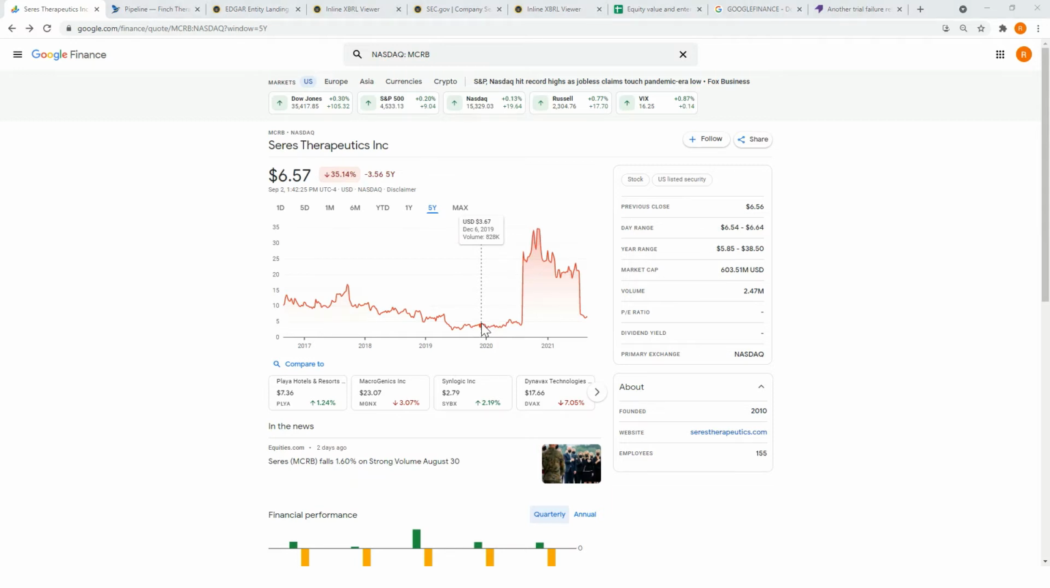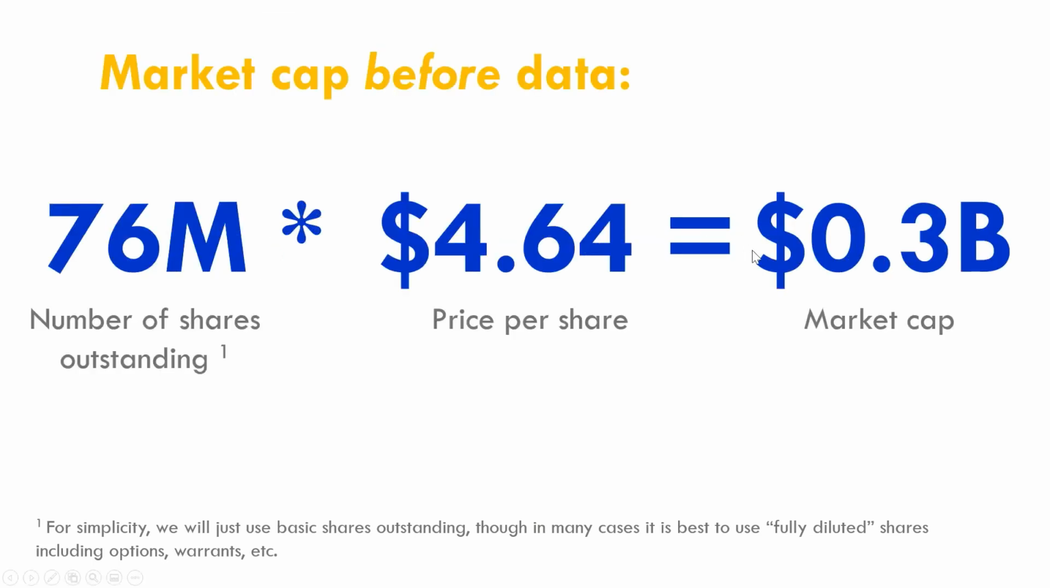I'm not going to go through the manual calculation of the market cap again, because I think one time is enough for that. I actually already calculated it. Before the data was released, they had 76 million shares outstanding. Remember, this was a year ago. They had fewer shares outstanding because after the stock went up, I think they sold stock. Generally, companies will do that after the stock goes up a lot because you can raise more money and give up less of the company when your stock price is higher. So back then, they had 76 million shares outstanding. The price per share before the data was $4.64. You multiply those together, and you get a market cap of like 300 million.